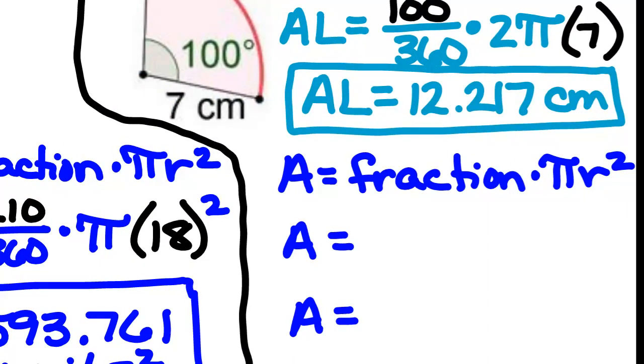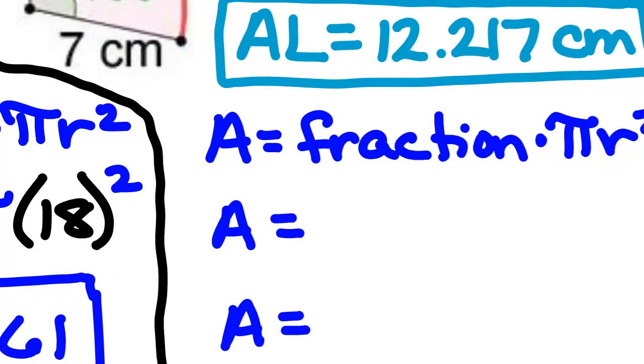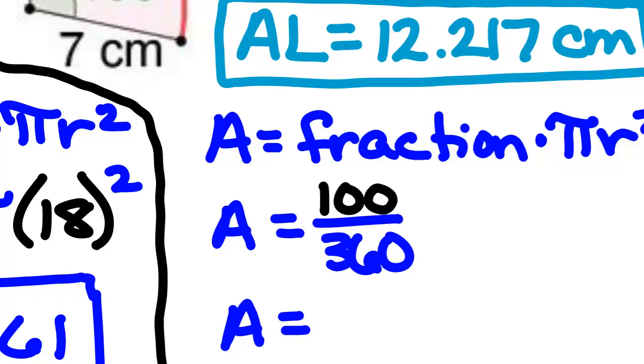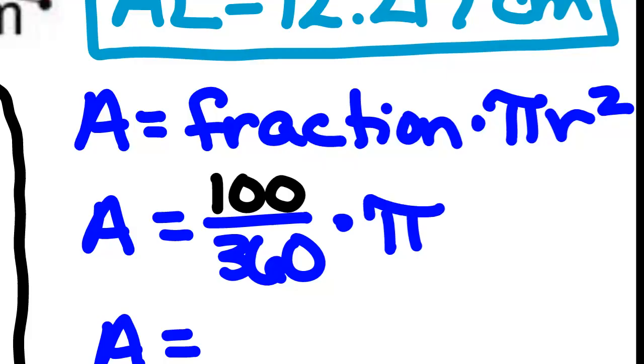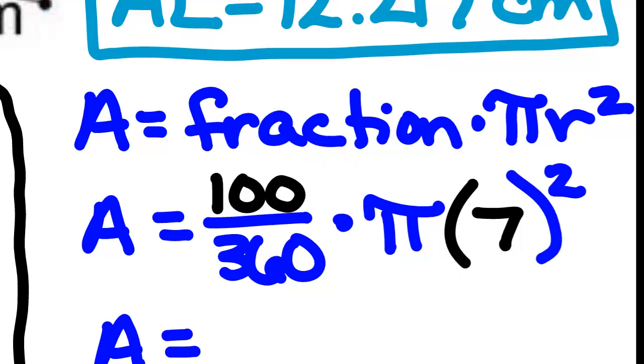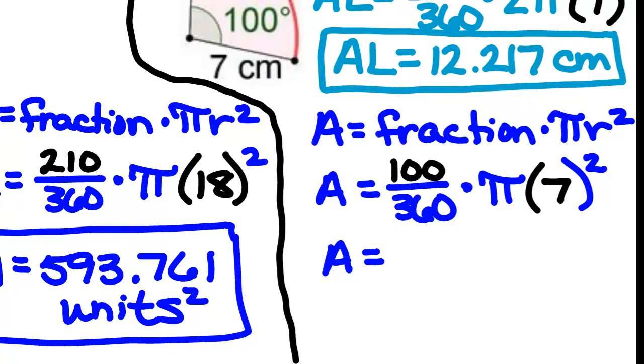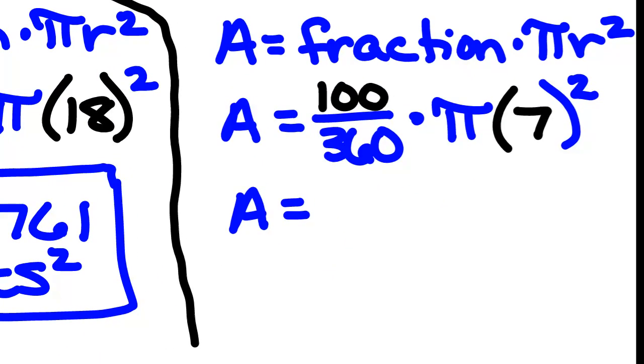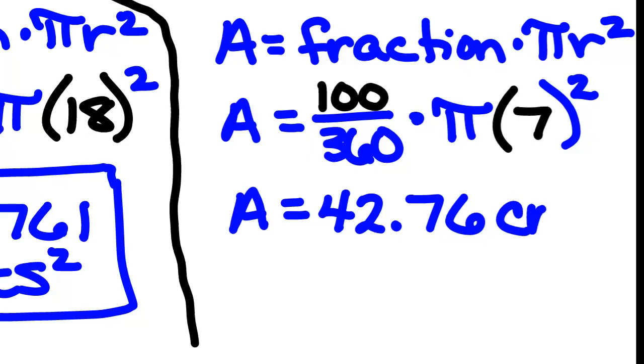And then the area fraction would be 100 over 360 again, times pi, times the radius. How big was the radius again? 7. Radius of 7 squared. So 100 over 360 times pi times 7 squared. What do we get? 42.76 units. Centimeters squared, because that is area.